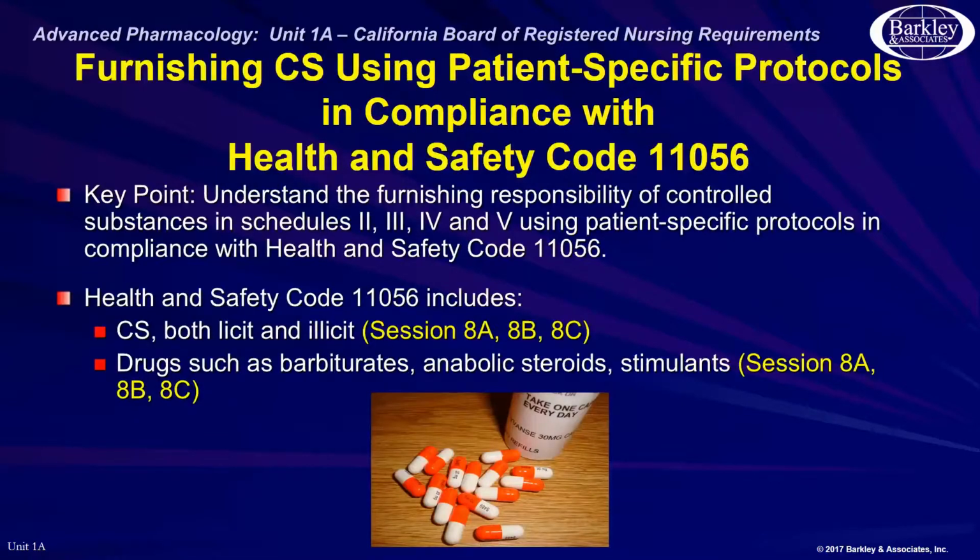Our next key point, 5, is understanding the furnishing responsibility of controlled substances in Schedules 2, 3, 4, and 5, using patient-specific protocols in compliance with Health and Safety Code 11056. This health and safety code includes controlled substances, both licit and illicit, and drugs such as barbiturates, anabolic steroids, and stimulants. This information, as you will also find, will be covered in all 3 sessions, 8A, 8B, and 8C.